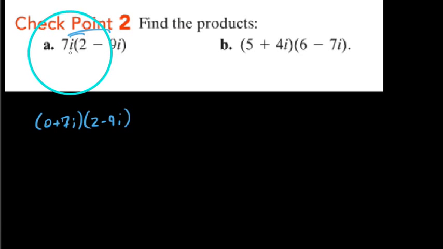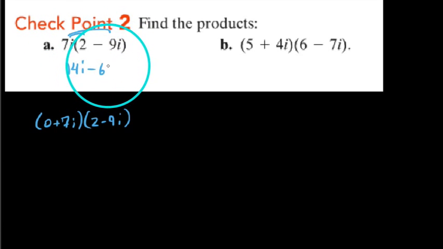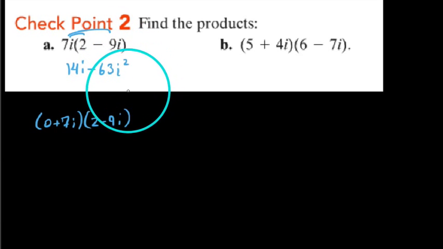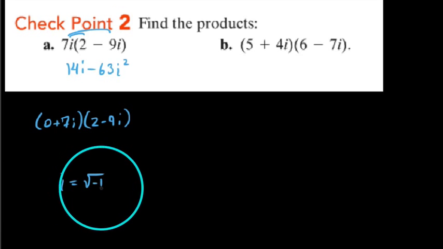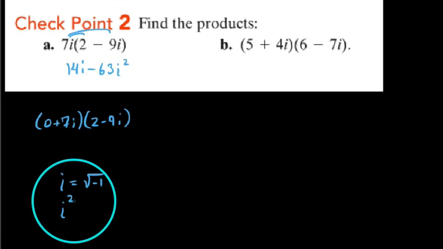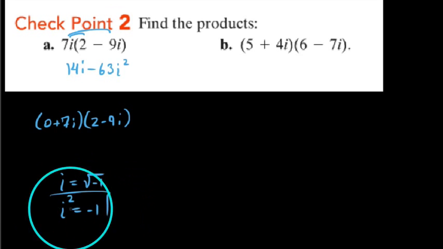And what I notice I get here is this. I get 7i times 2, which gives us 14i. And then if I took 7i times a negative 9i, well, 7 times negative 9 is a negative 63, and that i times i is going to give us an i squared. It is worth noting here that i is equal to the square root of negative 1. So to carry out this i squared, we would say it's the square root of negative 1 squared, which gives us just a negative 1.